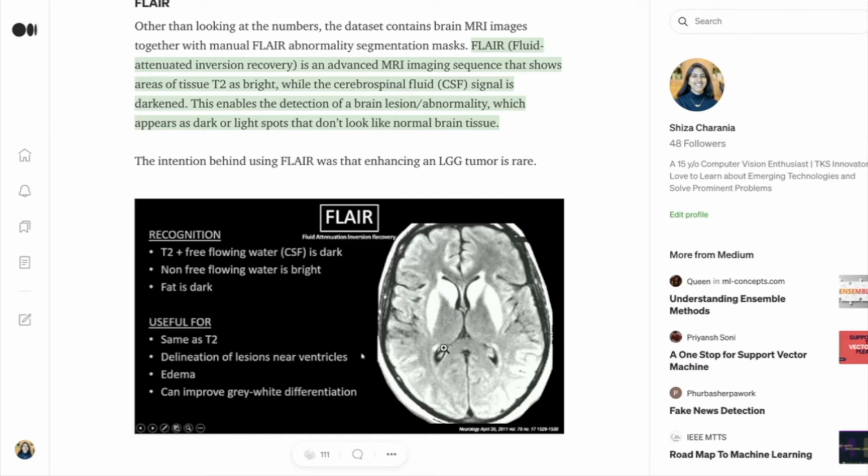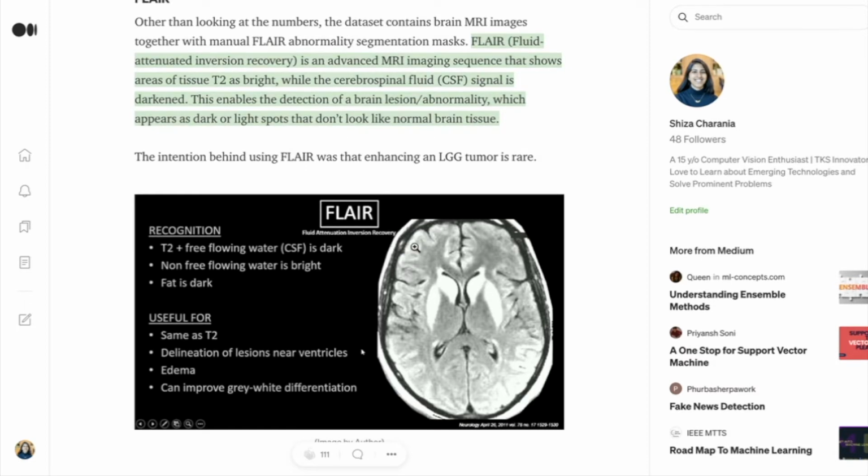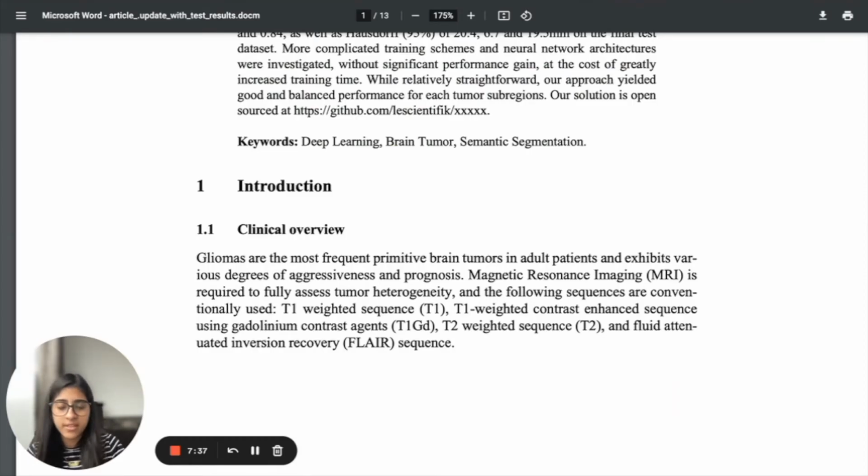And because of this contrast, you can detect the brain lesion or abnormality, which is basically going to be either dark or light spots that don't look like normal brain tissue. And obviously it's not the fluid either. So this is how you can really tell if there's a tumor or not. And the FLAIR sequence just really helps enhance that process.